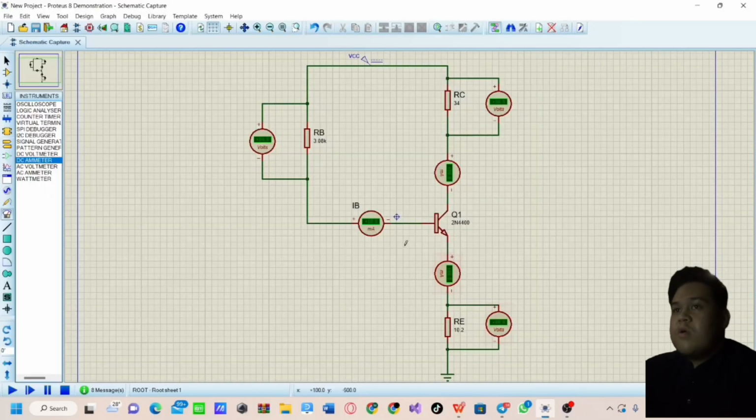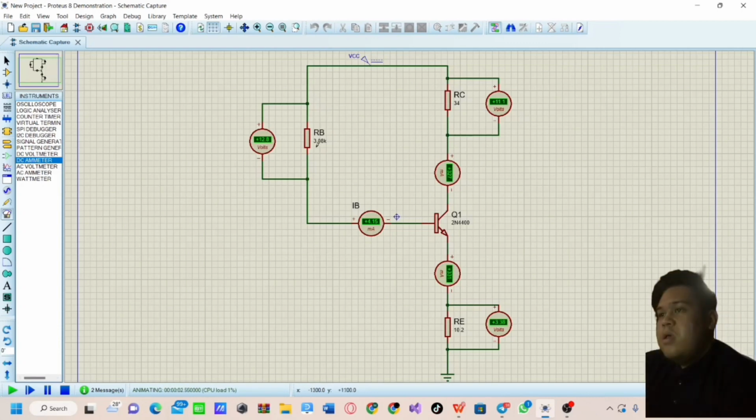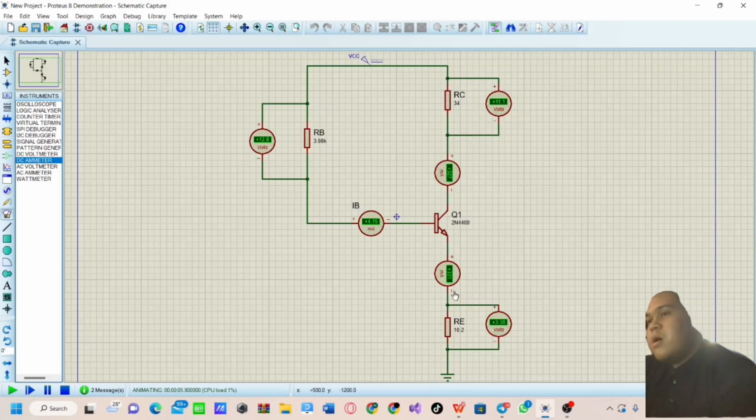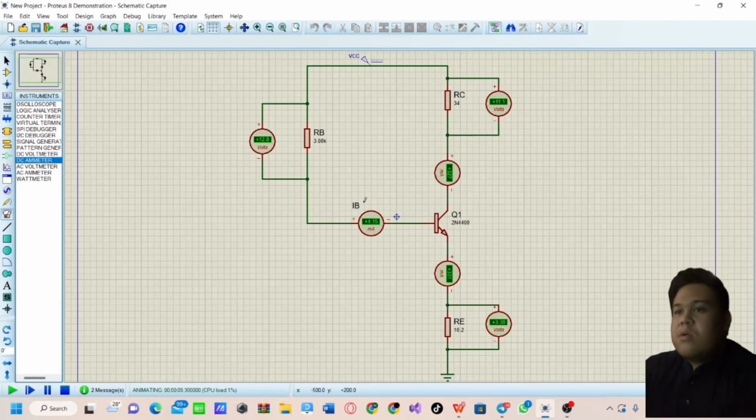So next is the simulation for design 1. So this is my circuit for design 2, and I will run. Actually the values for IB, IC, IE are totally different from the calculation before this.